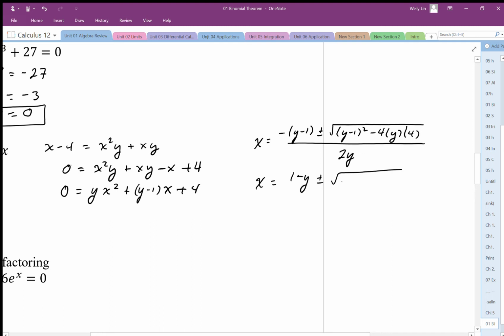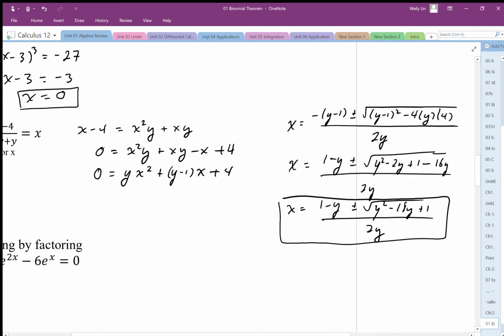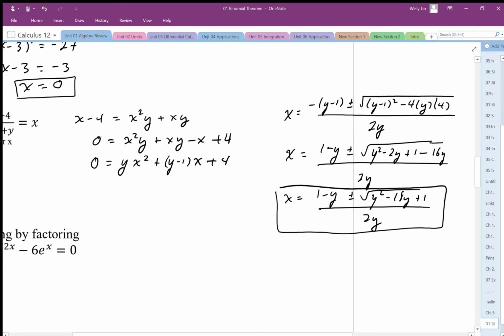And working this out, this is y squared minus 2y plus 1 minus 16y. Okay, and then that's all over 2y, and I can simplify this a little bit more. Plus or minus, looks like it's y squared minus 18y plus 1 all over 2y, and there's my solution. So although I can't solve directly for x, I can if I recognize this is in fact a quadratic equation in terms of x, I can put it into the general form and plug it into my quadratic formula.